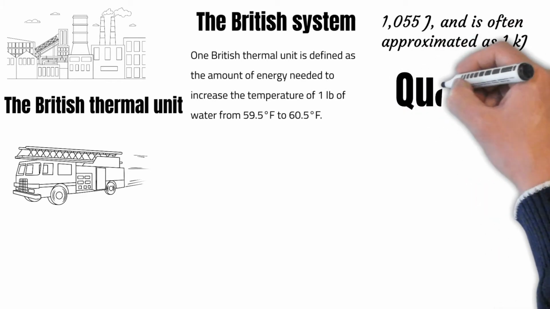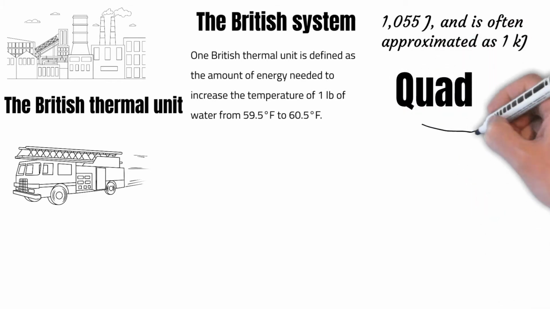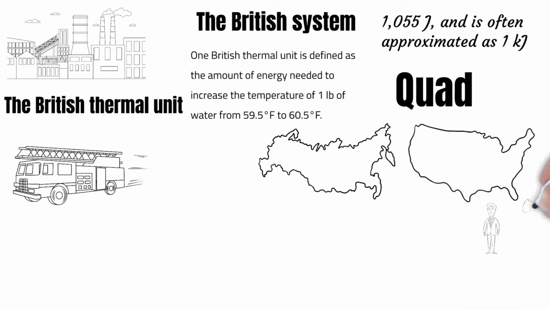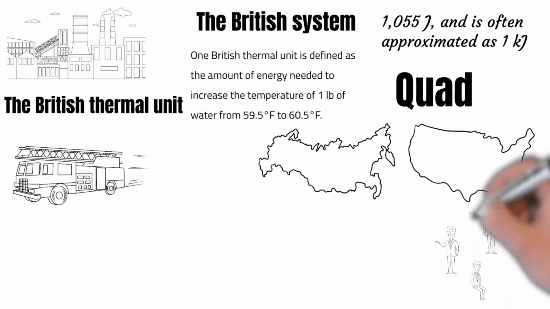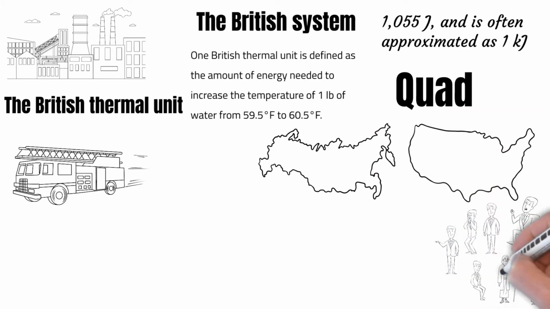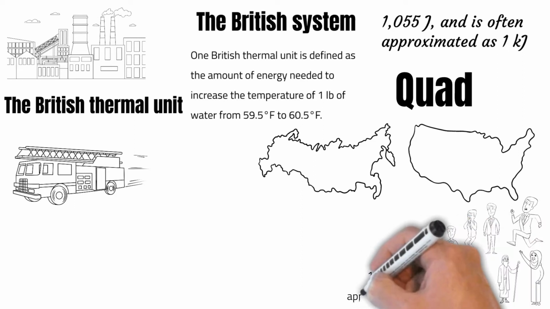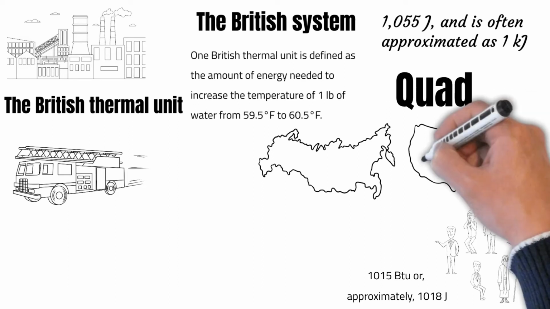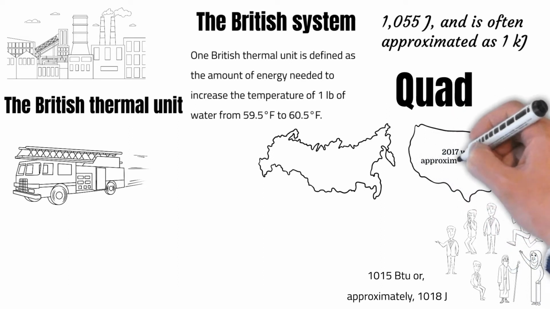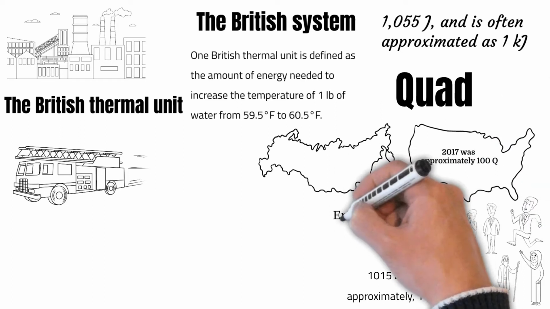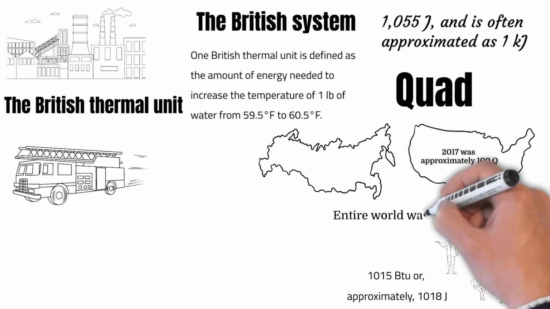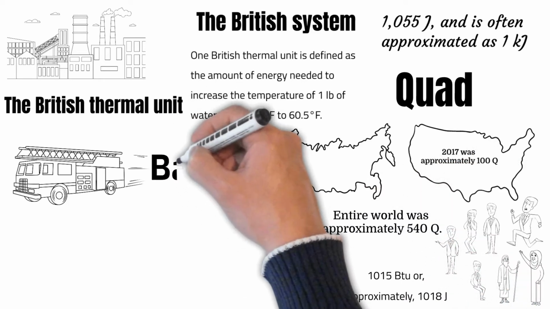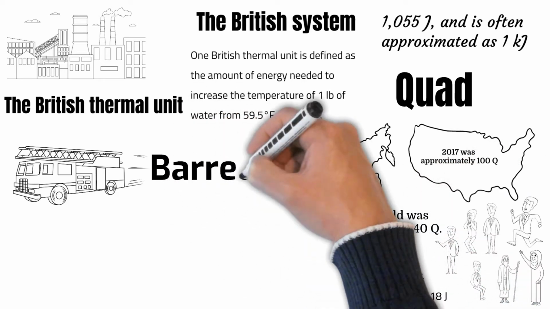Another unit is quad. This unit is used for extremely large amounts of energy. It is commonly used to measure the amount of energy consumed by regions or nations or by the entire population of the earth. 1 quad is equal to 10 raised to the power 15 BTU, or approximately 10 raised to the power 18 joule. The total energy consumed by the United States in 2017 was approximately 100 quad, and that in the entire world was approximately 540 quad.